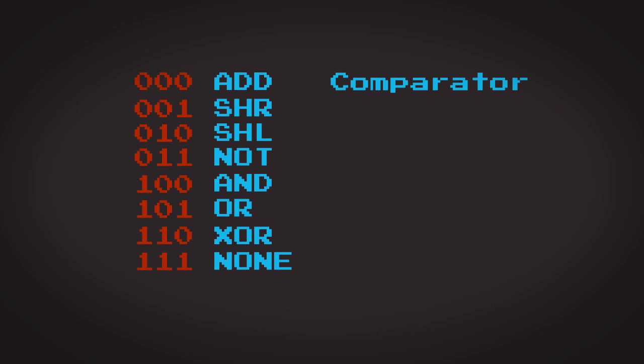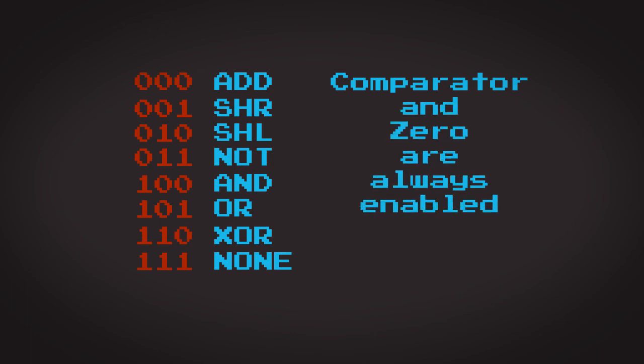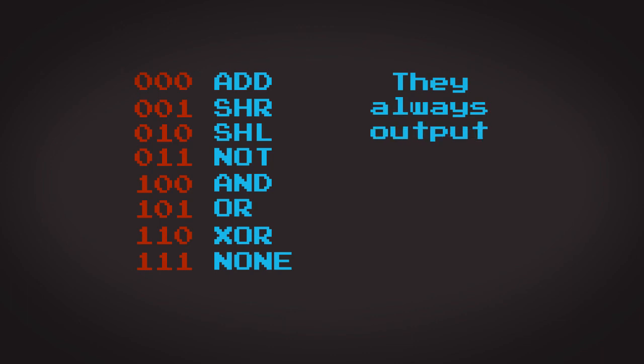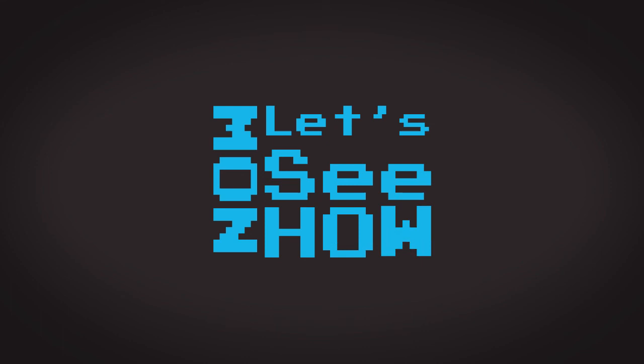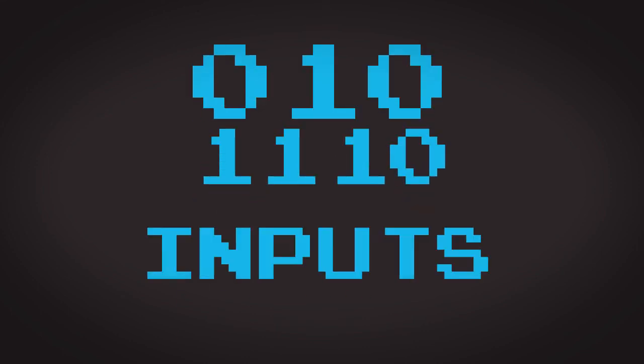The comparator and the zero devices are always enabled. This means they always have outputs regardless of the OP code. Now let's see how the ALU works with different inputs.